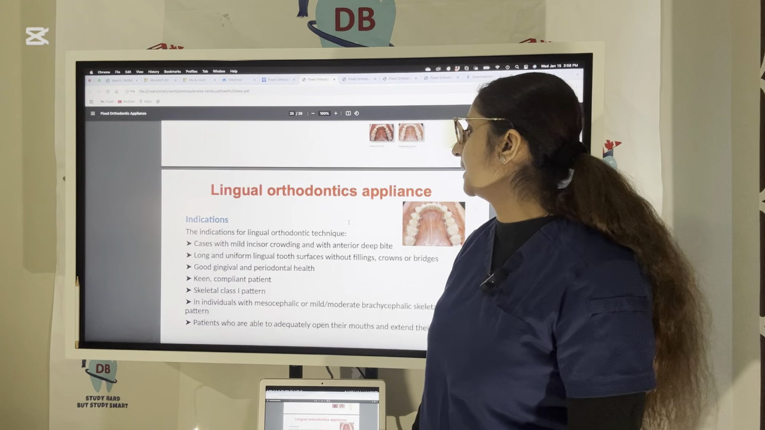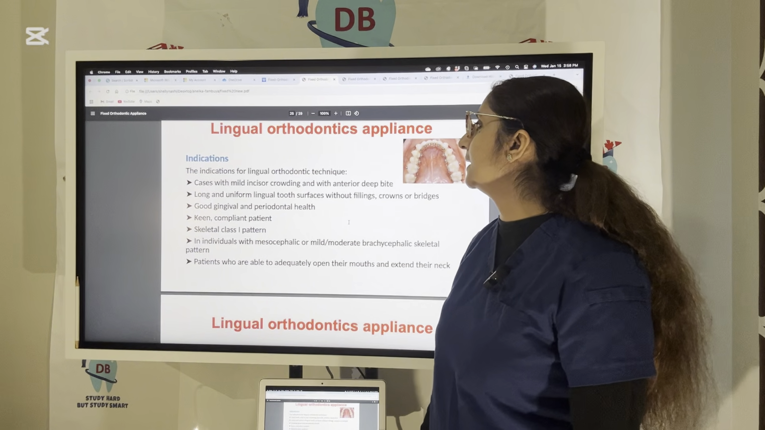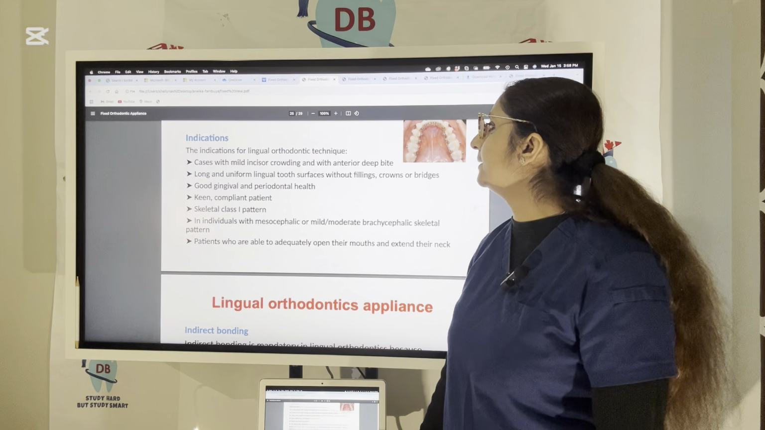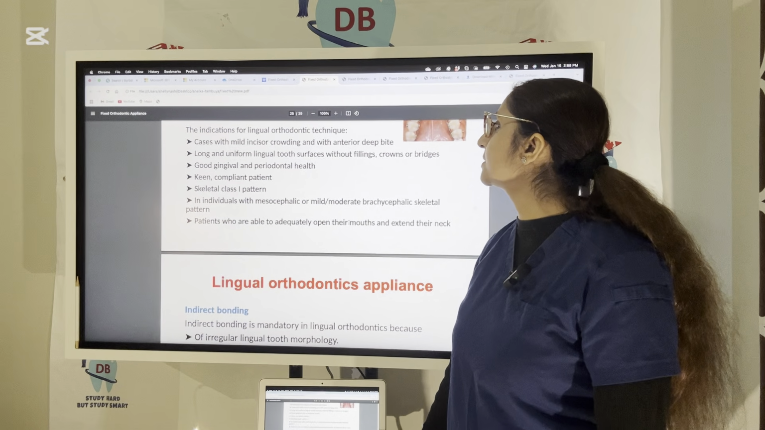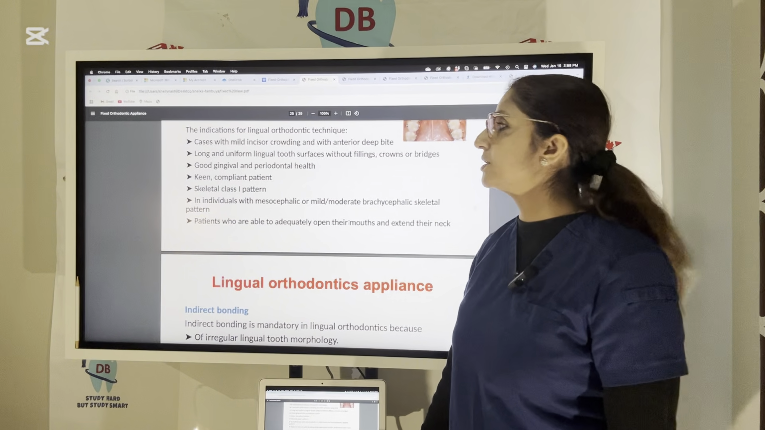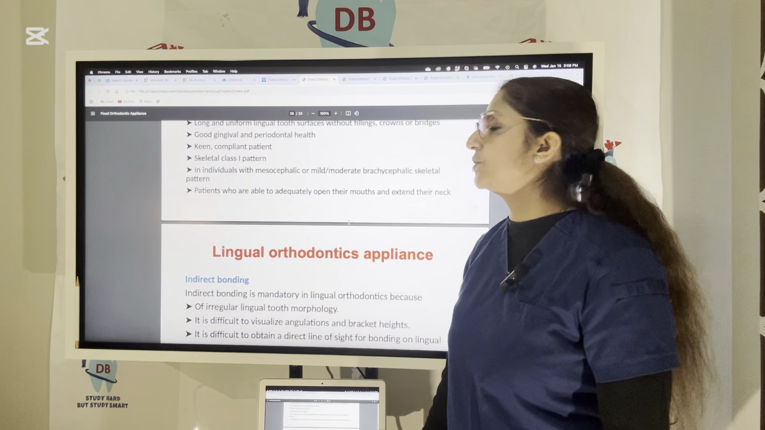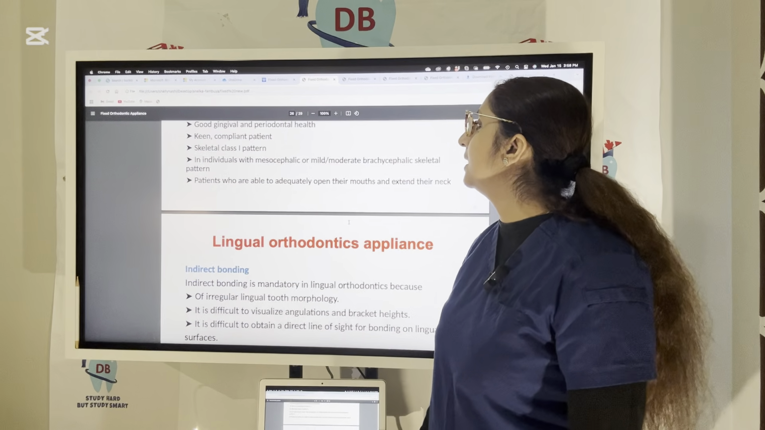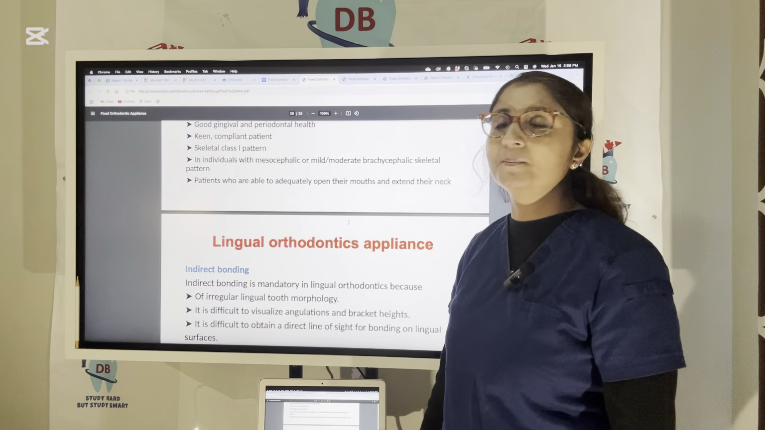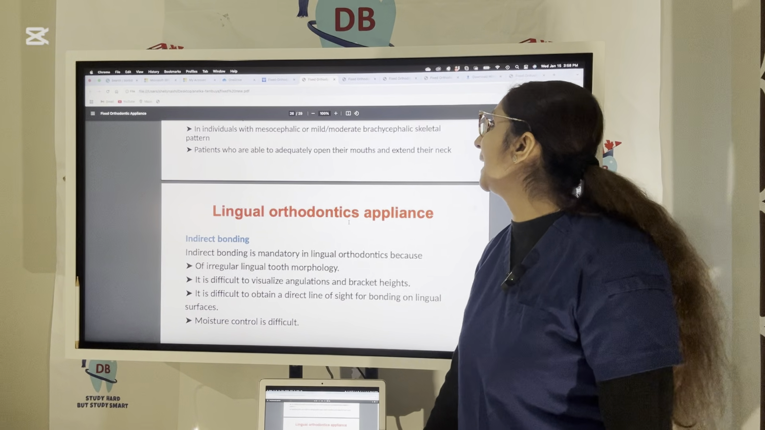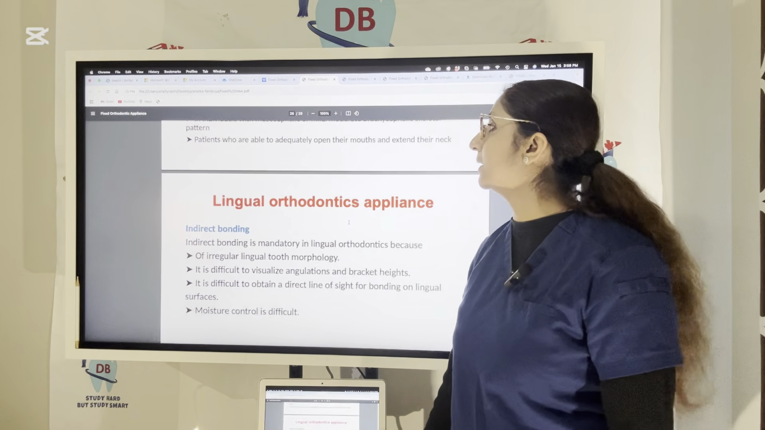Lingual ortho appliances are mainly indicated in case of mild incisor crowding with anterior deep bite, long and uniform lingual tooth surface without any fillings, crowns and bridges, good gingival and periodontal health, a compliant patient, a skeletal class 1 pattern, or an individual with a mesocephalic or mildly brachycephalic skeletal pattern, or patients who are able to adequately open the mouth. You can give the lingual appliance.